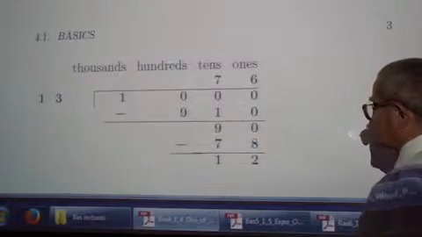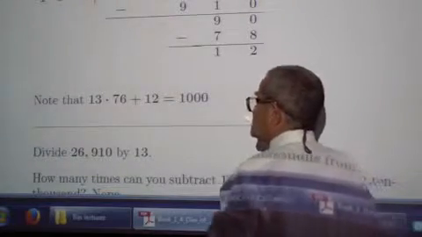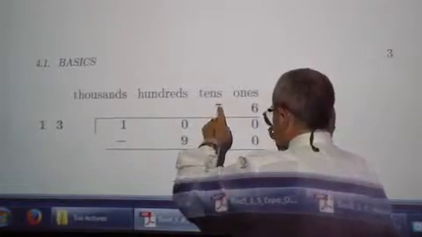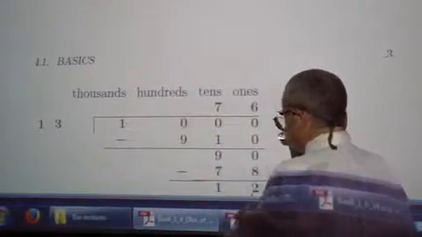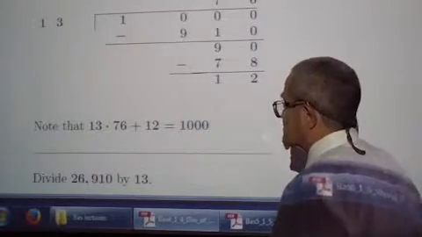I do more, I tell you, the basics. So if you wanted to check, you could multiply 13 by 76 and add the remainder, which I said was 12, and that should give you 1000.